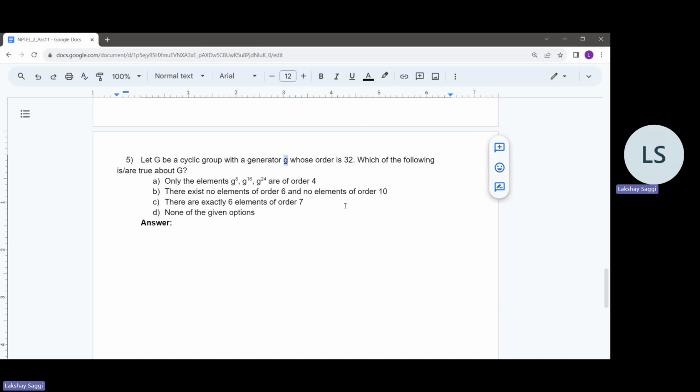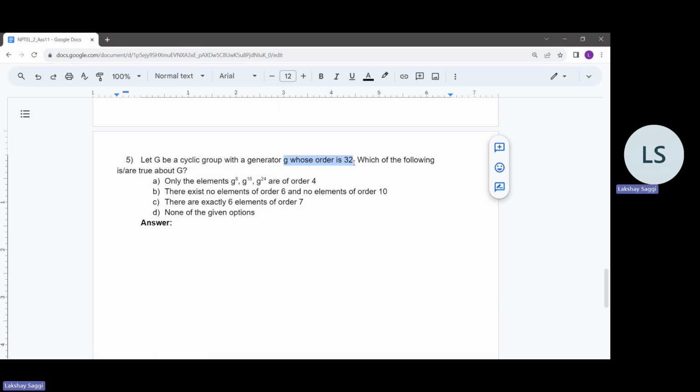Since we have time, maybe I'll discuss at a high level what a cyclic group is and what a generator is. If g is a generator of a cyclic group, then that means we can obtain all the elements of that group capital G by taking powers of this generator small g. So we take the element g, g square, g cube, g to the power 4, g to the power 5, and so on. Then we'll obtain all the elements of this cyclic group.